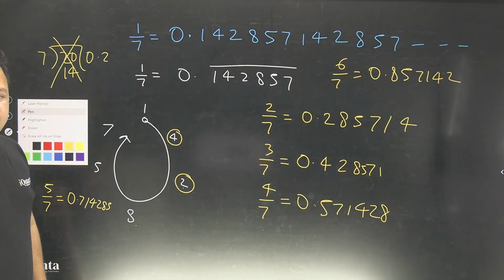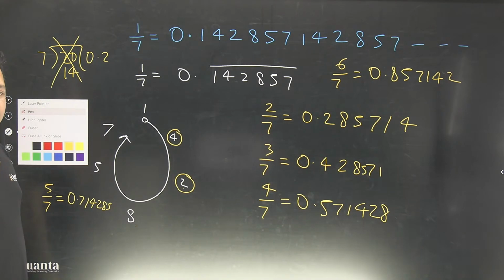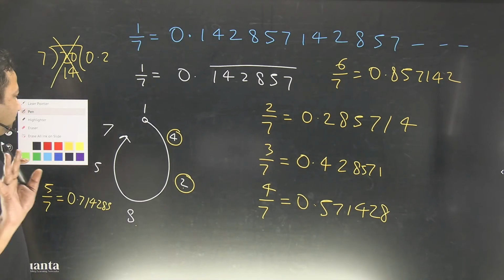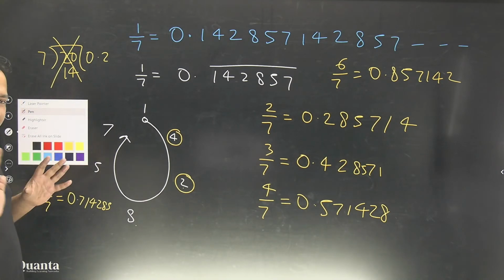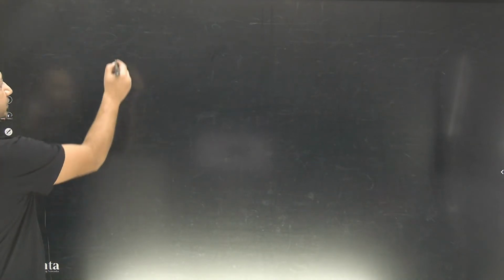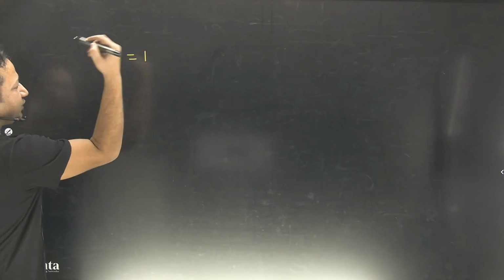No, Archil, it's a property of 7. Only a property of 7. But just look at this, something huge is going to happen. 7 by 7 is 1.